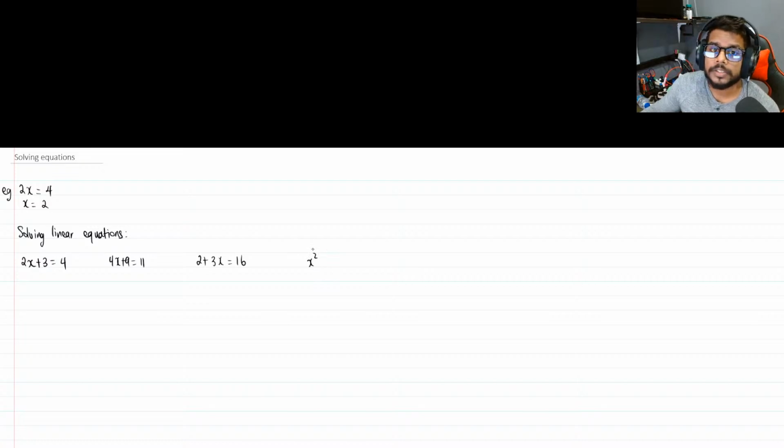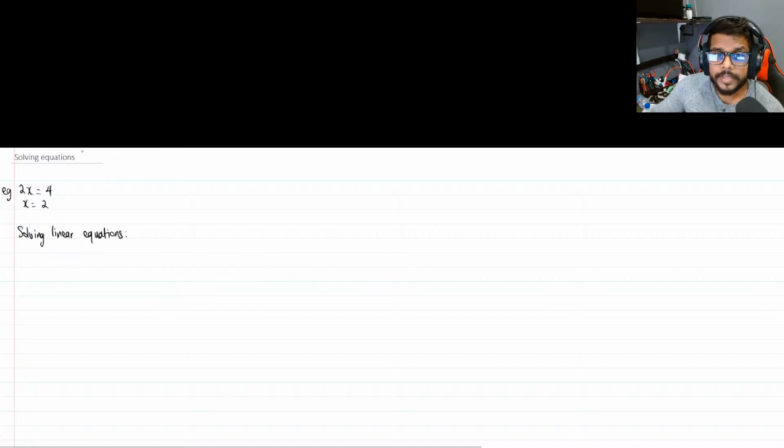As soon as I have an x squared or a y squared or a z squared, or something that is not to the power of 1 in my equation, well, that is not a linear. So right now we're dealing with linear equations where all the powers of the variables are 1. As I list each step, I'll do an example for that step.